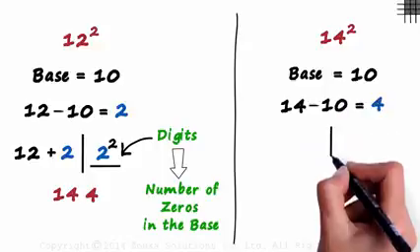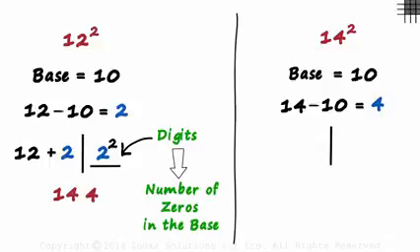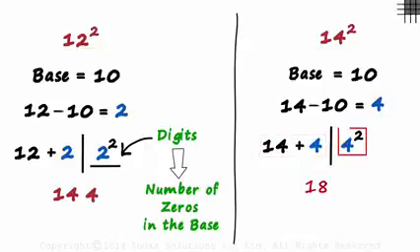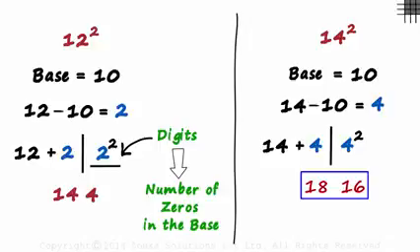After this, we make a partition. On the left, we write the sum of the number and the difference. That will be 14 plus 4. And on the right, we square the difference. So we write 4 squared. 14 plus 4 is 18. And 4 squared is 16. So the answer is 1816. This is a very common mistake that students make when they use this technique.